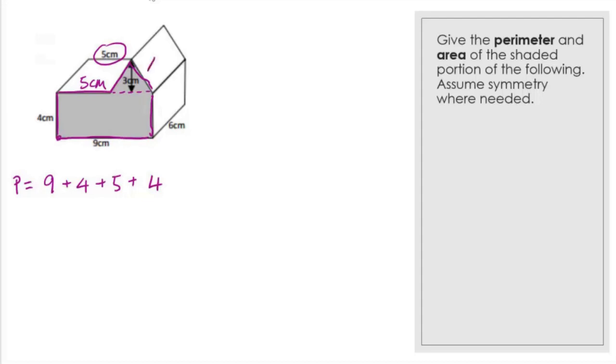But we do need to know what these two sides are. All right, what's going on here? Let's look at this triangle in a little bit more detail. So we know that the height of the triangle is 3 centimeters. Do we know the base? Well, we do know that the entire base of the rectangle is 9 centimeters.